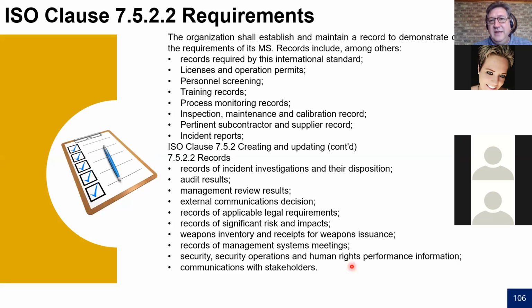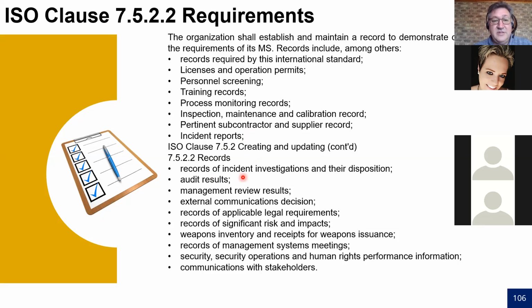Now, out of this, if you're looking at the ISO environment, it is actually speaking about the following. Clause 7.5.2.2 stipulates that the organization shall establish and maintain a record to demonstrate conformity to the requirements of its management system. The records include, amongst others, records required by the international standards, your licenses and operation permits, your personnel screening, training records, processing, monitoring records, inspection, maintenance, and calibration records, pertinent subcontractor and supplier records, incident records. And then in 7.5.2, the creation and updating of the records has to do with records of incident investigations and their dispositions.